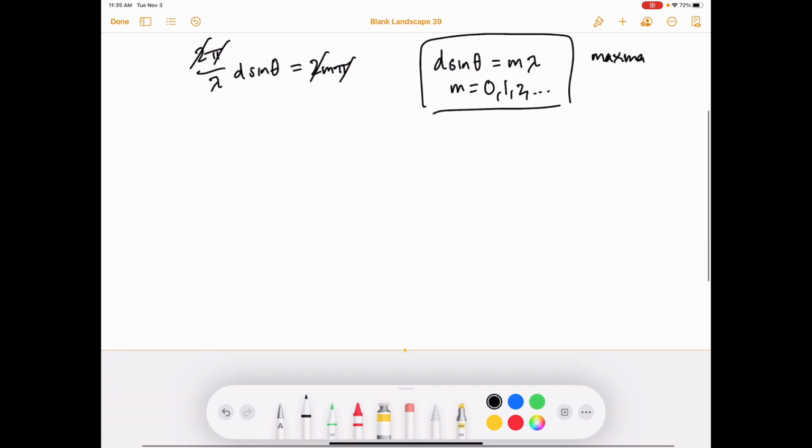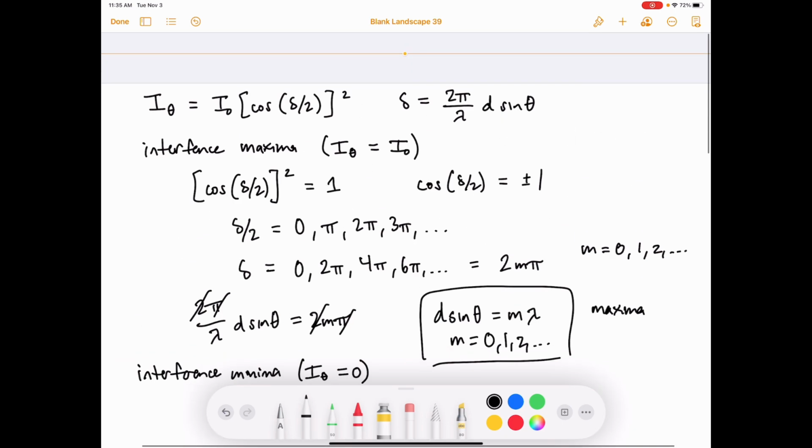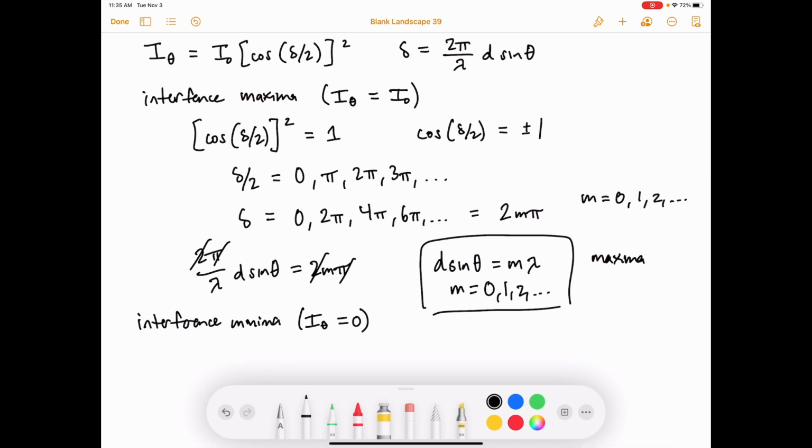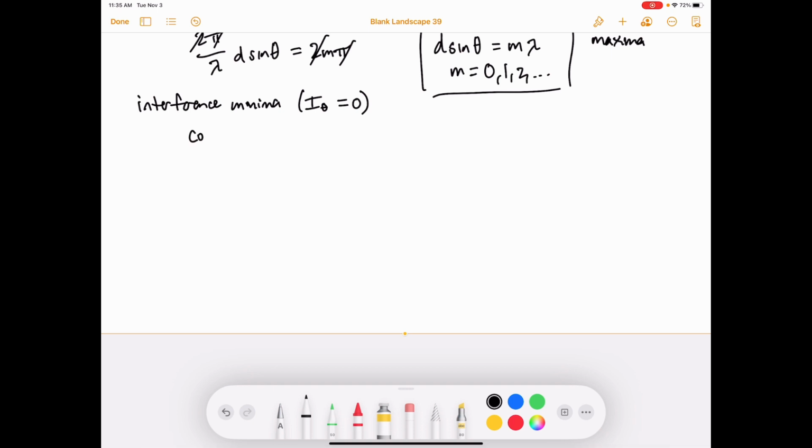The minima are going to be points where the intensity goes to 0. So if we go back to our original expression, the only way for the intensity to go to 0 is if this cosine delta over 2 squared term goes to 0. So we have cosine delta over 2. As long as that's 0, then we have 0 intensity.